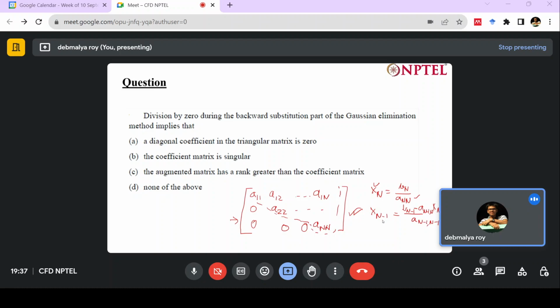So which option will be correct here? Option A is the correct option. If any element of the diagonal in the triangular matrix is zero, then I will have a division by zero.